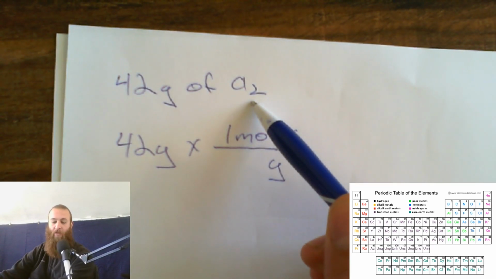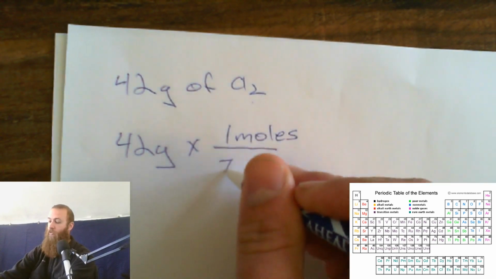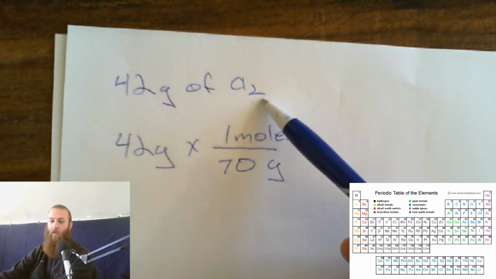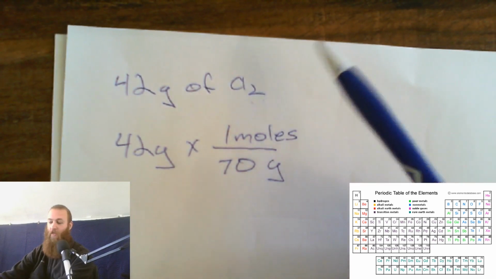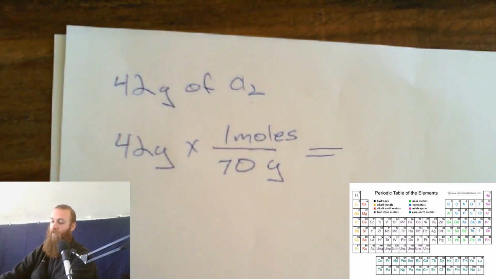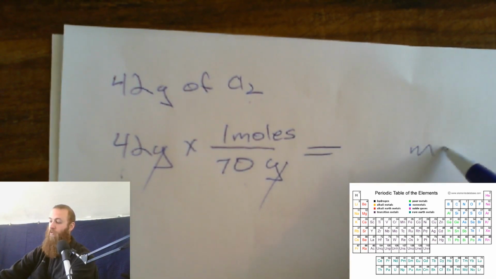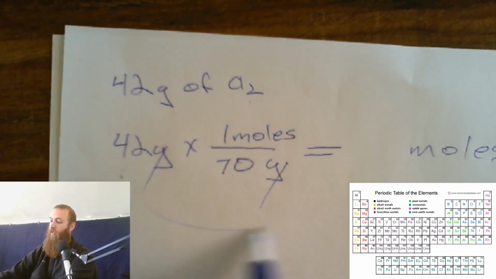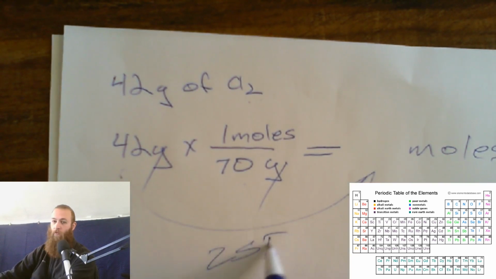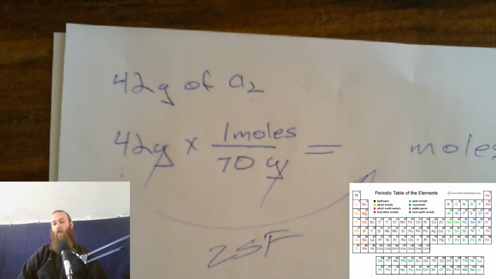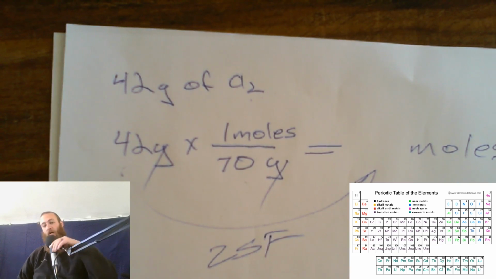Now, each chlorine's about 35, so I'm just going to round it to 70. Make sure that you're doubling it if it's one of those diatomics. And then all you do is the math. 42 times 1 divided by 70. Grams cancel out. Your answer is going to be in moles. Give me 2 sig figs, and you're done. It's that straightforward of a conversion factor.